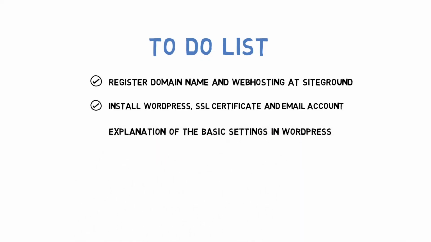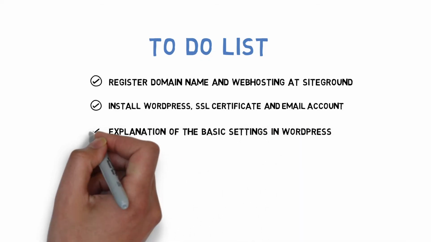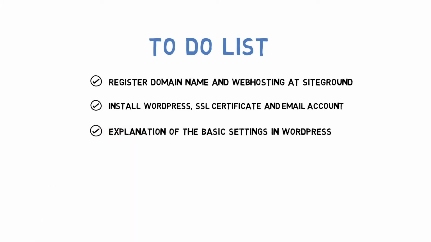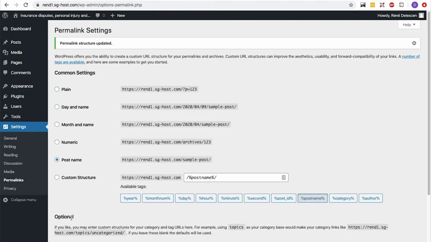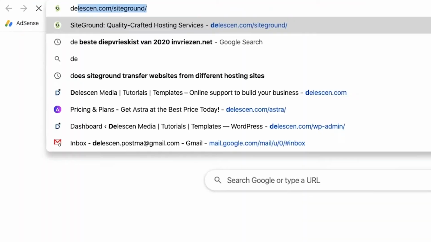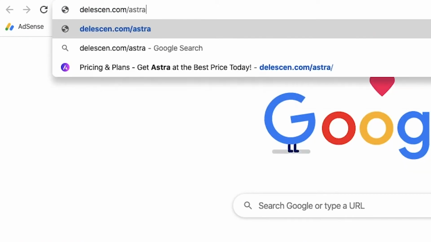Now that's it for the basic changes. Let's start with the bigger ones. Now we want to change the complete appearance and display of our website. So we are going to install a theme, in this case the free Astra theme. Go to davidson.com/Astra.